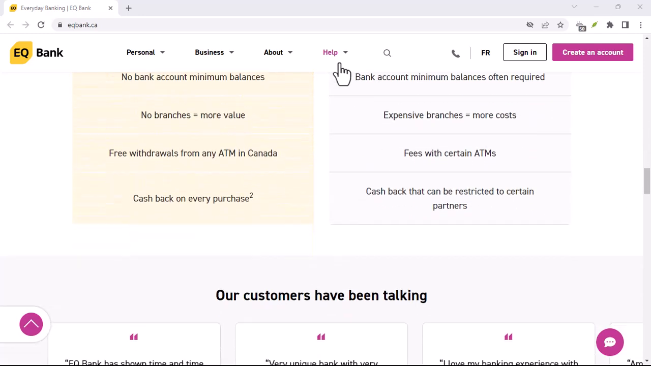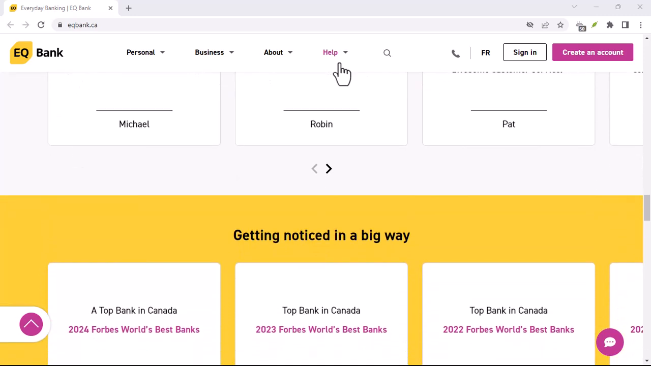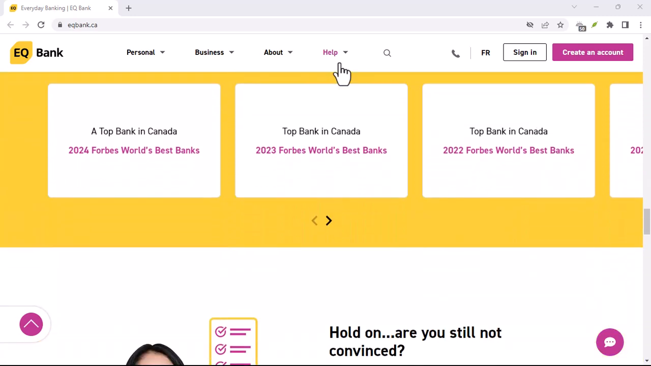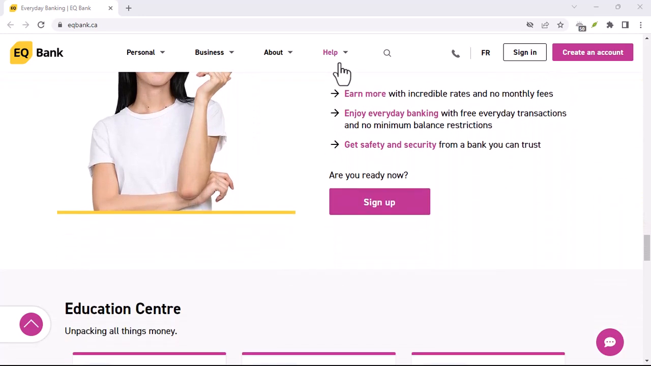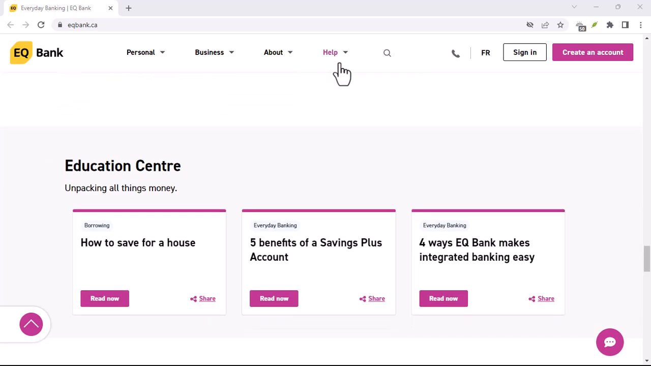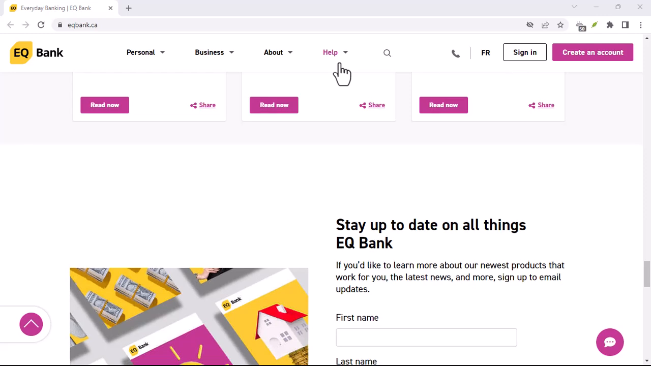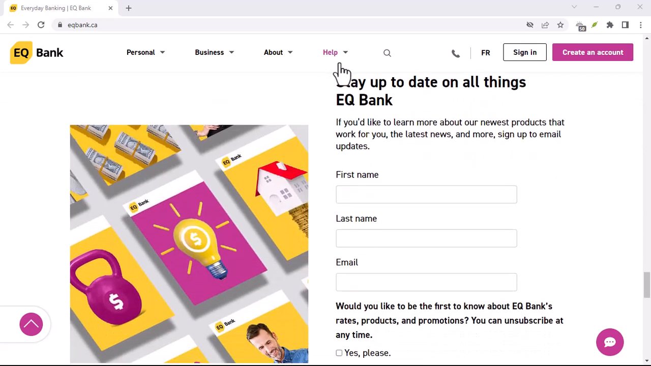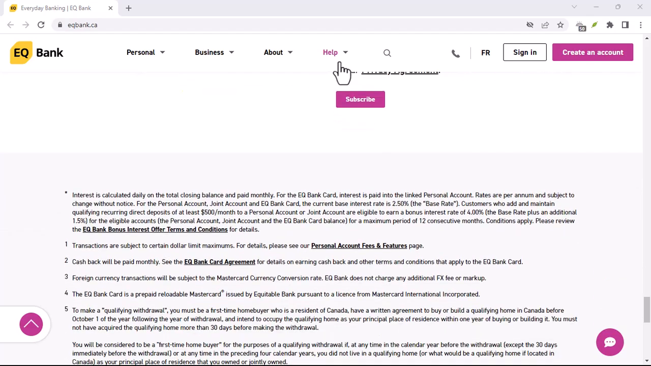Now, before we dive into the specifics of raising a bank draft at EQ Bank, let's quickly clarify why you might need one in the first place. While digital payments are incredibly convenient for everyday transactions, there are still situations where a bank draft is the preferred or even required method of payment. Think about large purchases like a car, a house, or perhaps a significant business transaction.